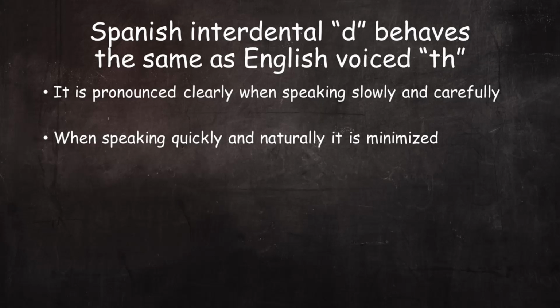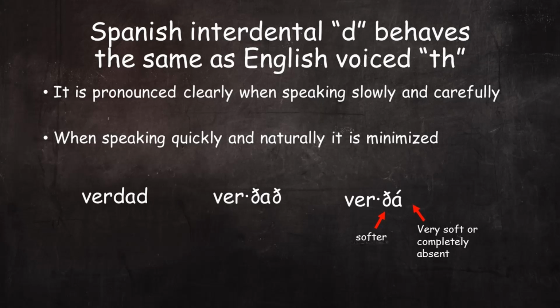So a word like verdad is pronounced clearly when speaking slowly and carefully, but many speakers pronounce it with the D nearly gone when speaking more quickly. I don't recommend that English-speaking students practice weakening or eliminating the D. I think they should practice ideal pronunciation until they've developed a lot of fluency. But they should at least be aware of how native speakers pronounce this sound when they're speaking quickly.